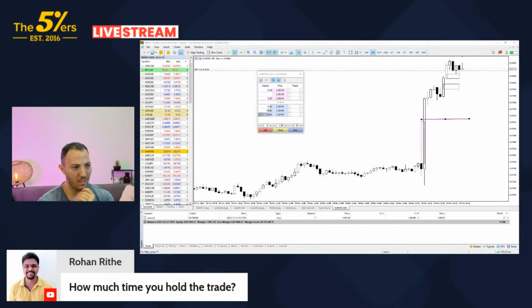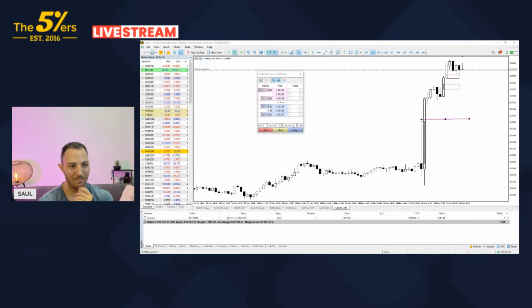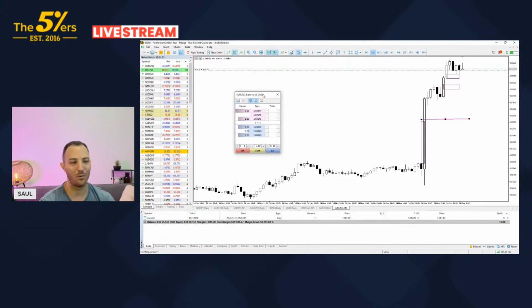Rohan, how much time do you hold a trade? That's a great question. I don't look at time when holding my trades. I look at levels. I'm looking for price to go from a certain level to a certain level. Sometimes it will cover that distance in 30 seconds and I'll close the trade, and sometimes it will cover it in 10 minutes or 1 hour. So I just look at levels and price and not at time.